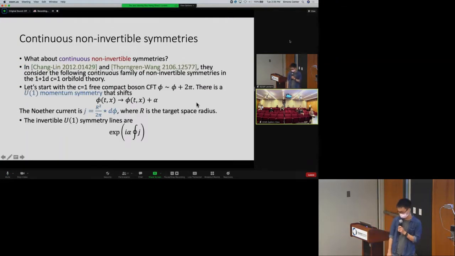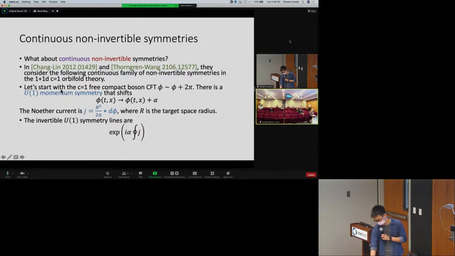What about continuous non-invertible symmetry? I think in the past 2 days, we have heard some examples of discrete non-invertible symmetry, but it would be interesting to see if there are continuous ones. And in fact, there are, and the constructions are very easy. The particular example that I will talk about has been discussed in these 2 papers. And it's about the continuous non-invertible symmetry in the ordinary 1+1D c equals 1 orbifold theory. So it's the CFT whose target space is an interval.